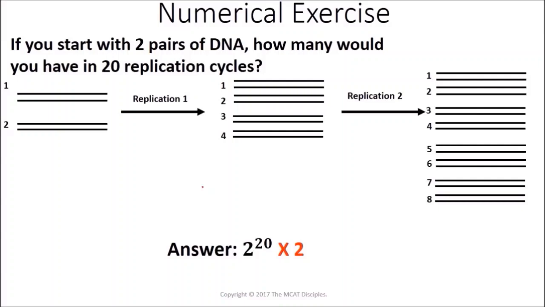The answer is 2 to the 20 times 2 times 2. I told you that it's 2 to the n, right? So if you have 20 replication cycles, it's 2 to the n. Imagine you started out with just 1, and every time it would double, so you have 2 times 2 times 2 times 2, etc. So you get to 20. However, you start out with 2, so you multiply your answer by 2.